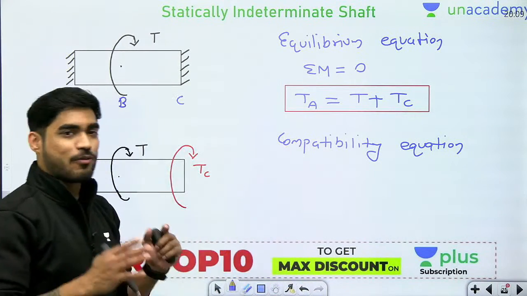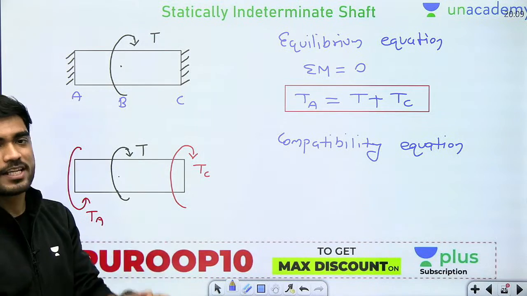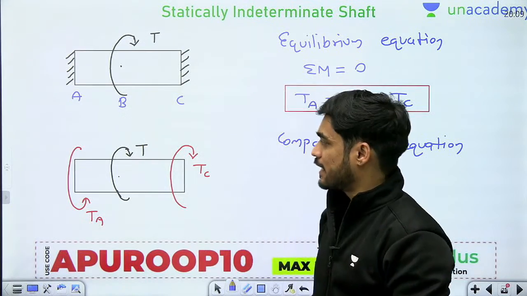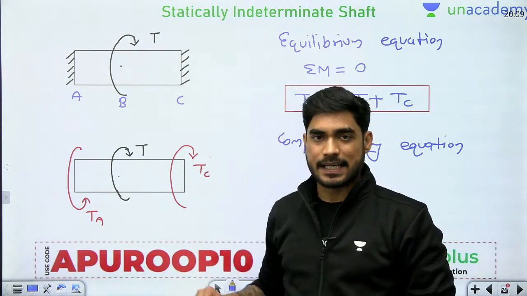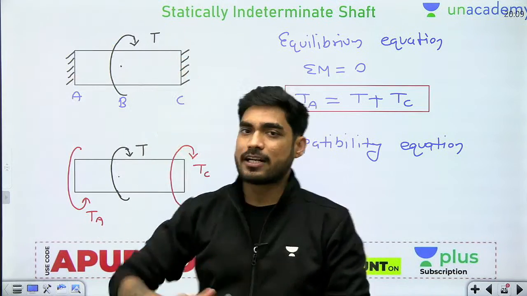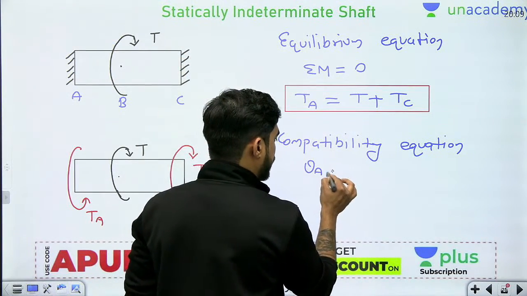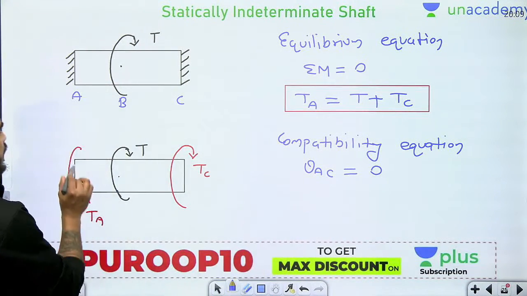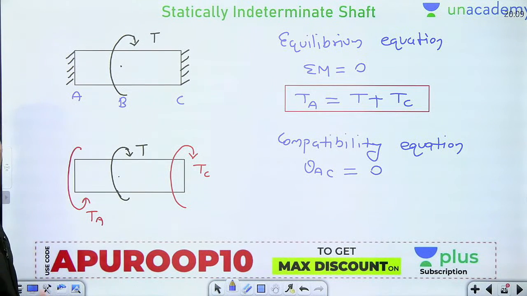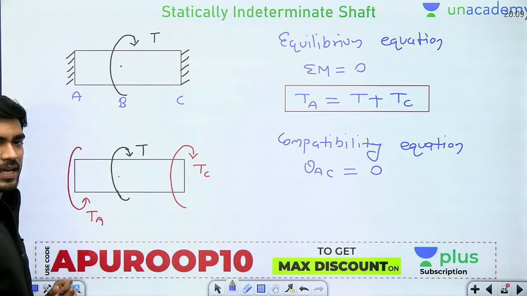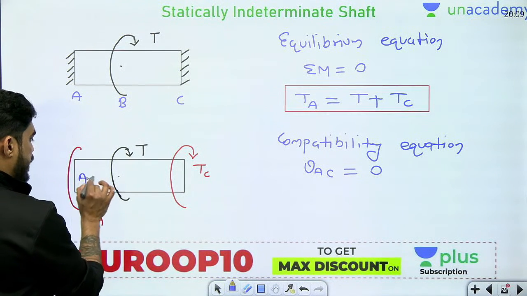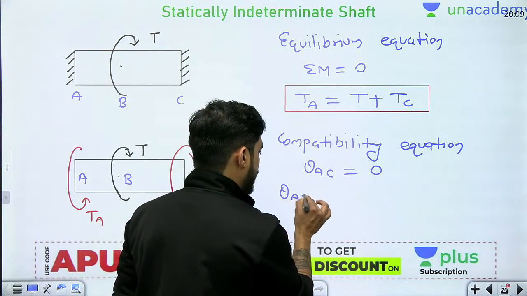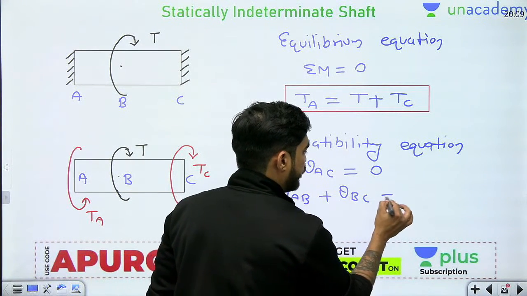Compatibility equation. Now what do we mean by compatibility equation? It is the equation of constraint of deformation. So beta, how is the deformation constrained? If I fix both A and C, it means the angle of twist from A to C, theta AC, is 0. And theta AC can be written as theta AB plus theta BC. Why? Because in AB and BC the internal torque is different. So I will divide this into theta AB plus theta BC.